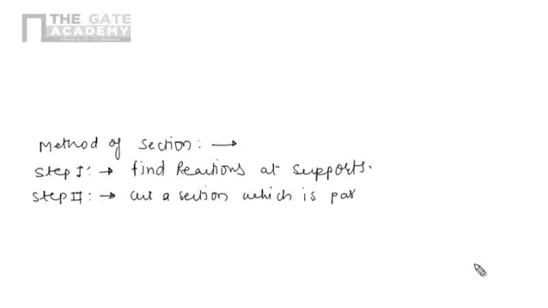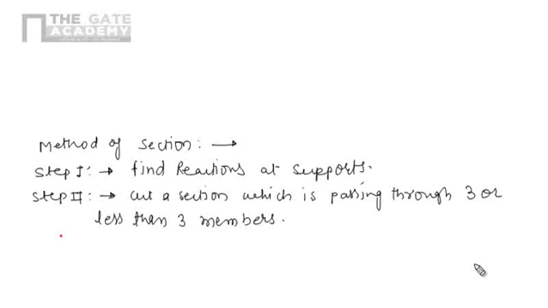Now talk about method of section. Step first in method of section is again same as method of joint: find reactions at supports. Step 2. Cut a section which is passing through 3 or less than 3 members. That is step 2.